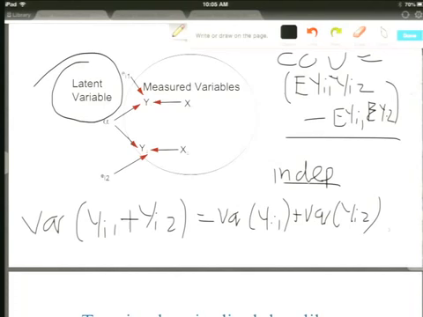This is not the most fully elaborated model you could have. It's a simpler model that suggests that once I know xi1 or xi2, xi1 tells me nothing about what's going to happen to yi2. Then I have two latent variables that, for instance, affect yi2.